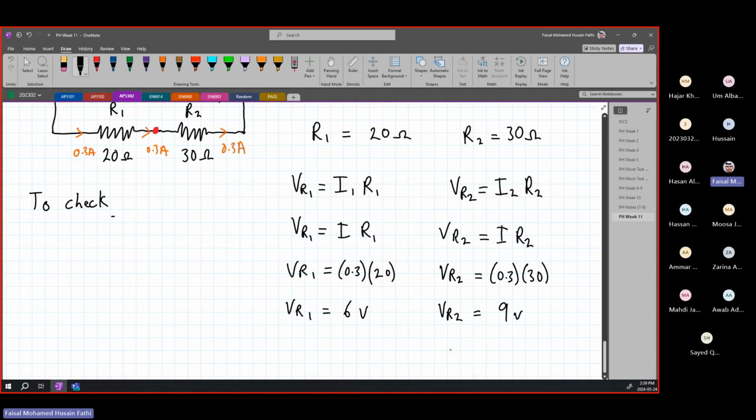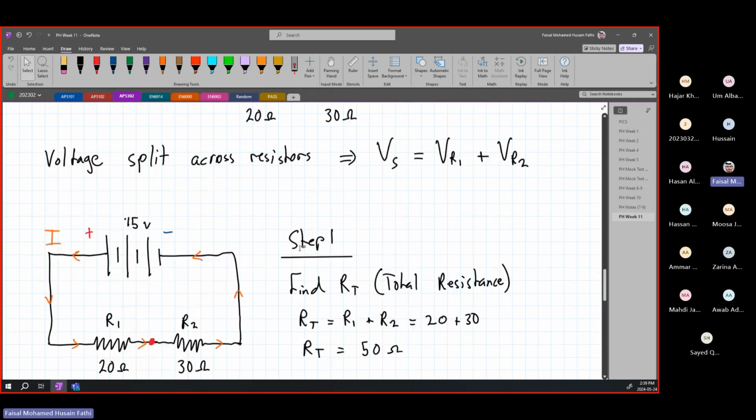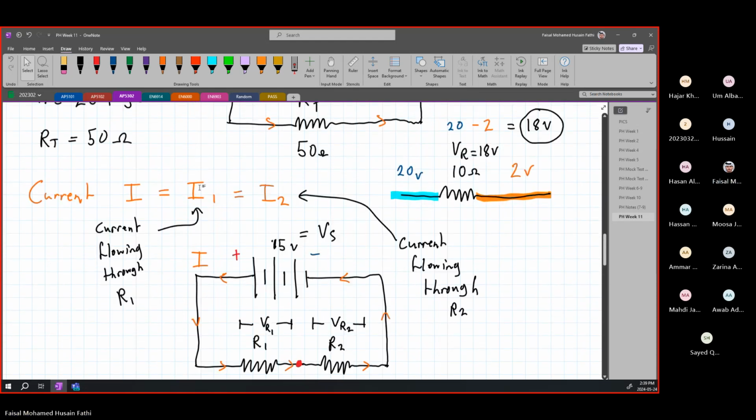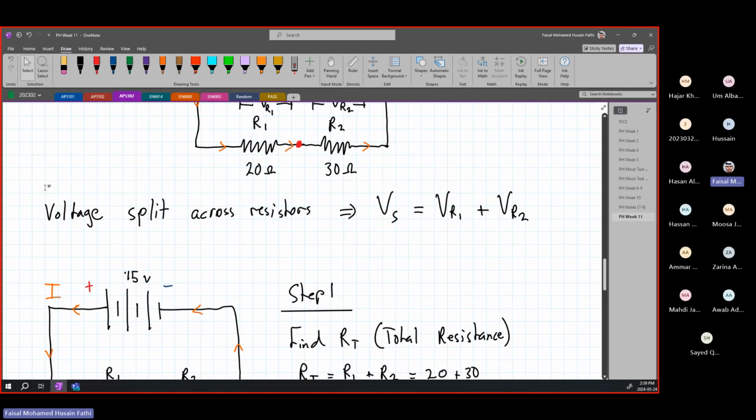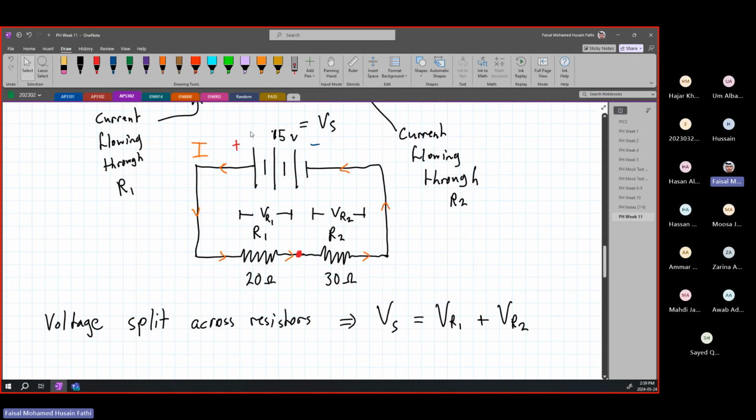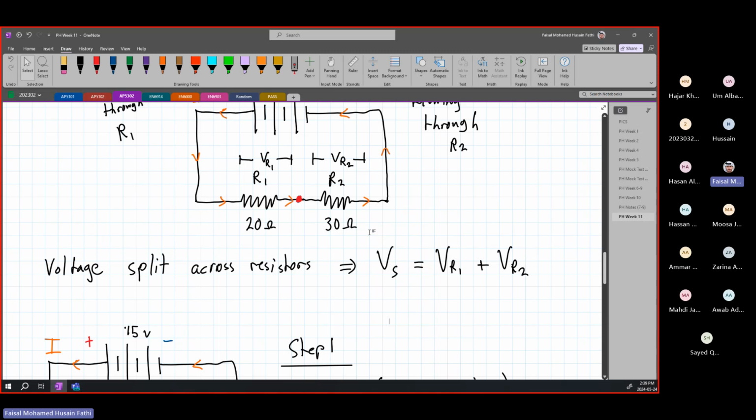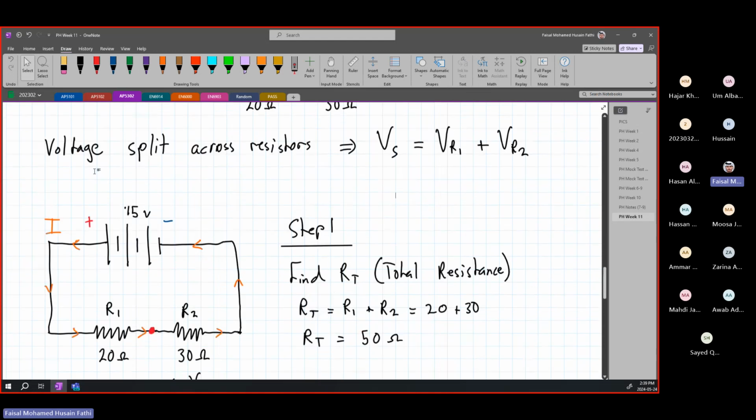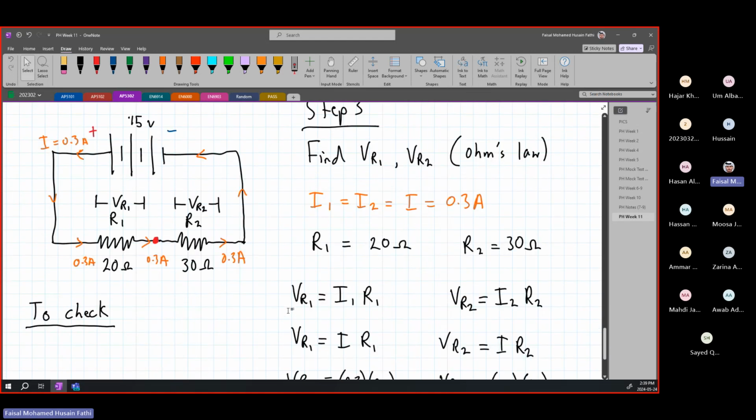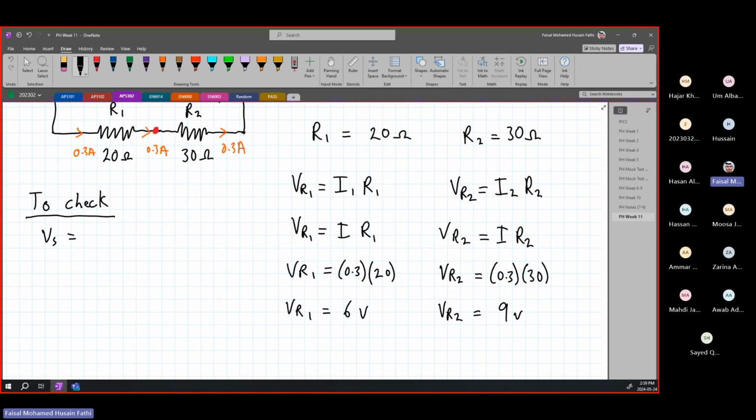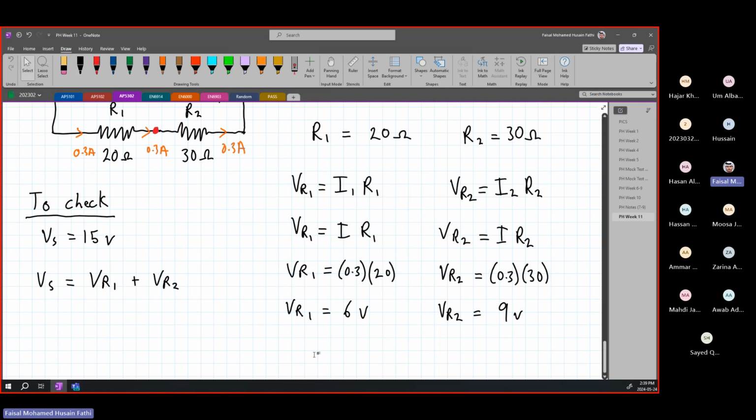Remember what I said about voltage in a series resistor. In a series resistor, the voltage, where did I write that down? Yes. The voltage is split across the resistors depending on the given voltage source. So in other words, the voltage source should be equal to VR1 plus VR2. So when you're adding the drops, these two drops have to give you the total voltage, which in our case is 15. So we know that Vs is 15 volts, and we know that Vs is equal to VR1 plus VR2.